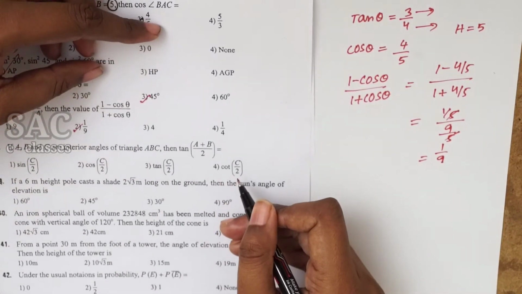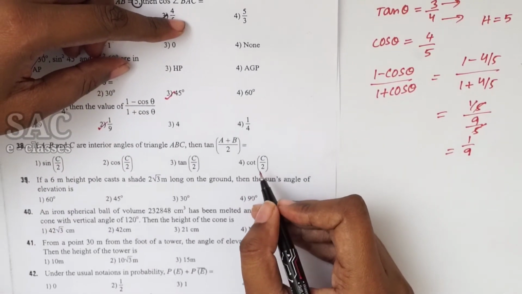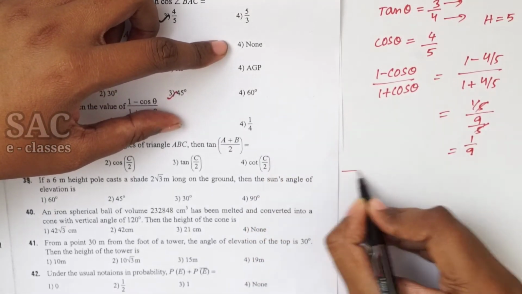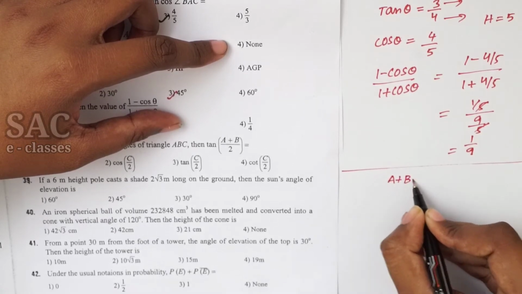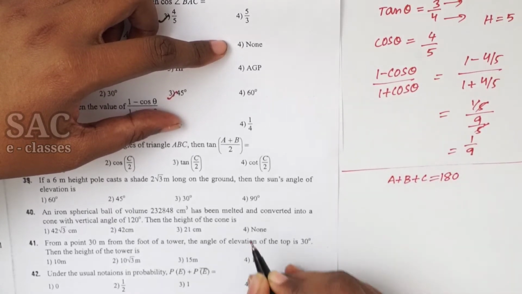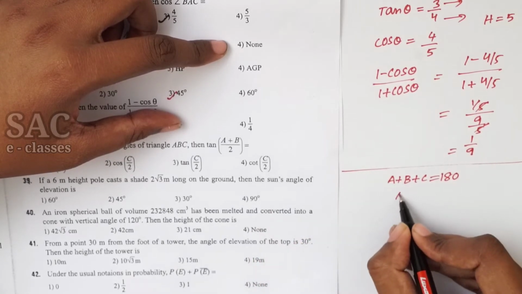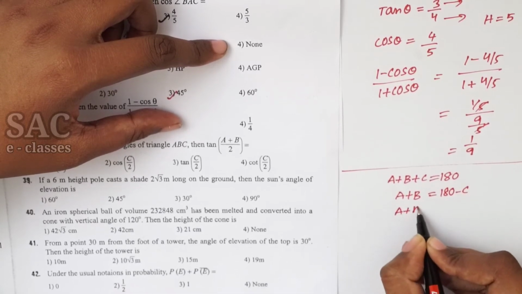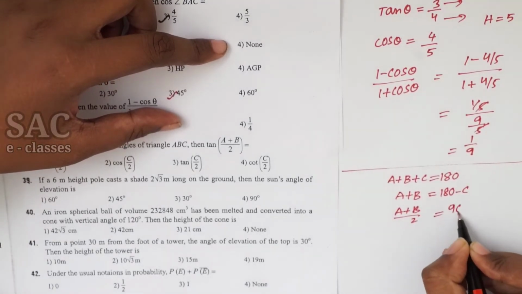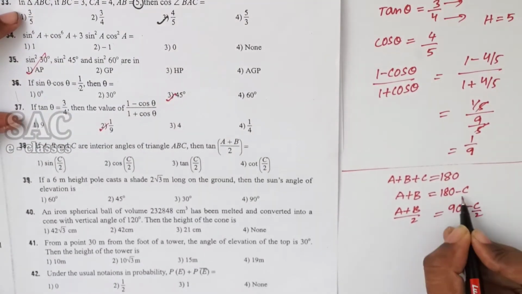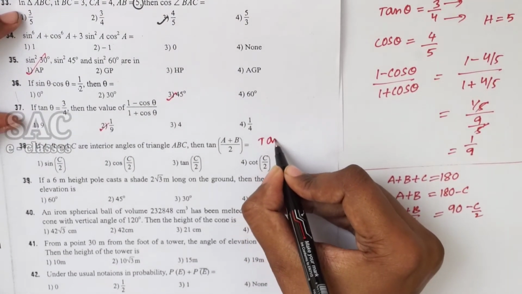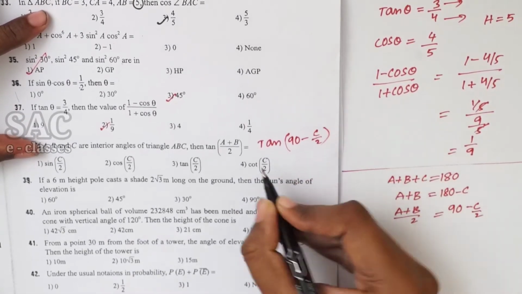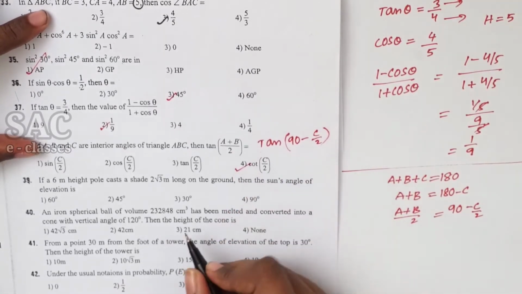Look at the 38th one. A, B, C are the interior angles of the triangle ABC, then tan of (A plus B) by 2. We already know A plus B plus C is equal to 180. Sum of all interior angles of a triangle is 180. Then A plus B equal to 180 minus C. Then (A plus B) by 2 is equal to 90 minus C by 2, because I divide with 2. Tan of (A plus B) by 2 can be written as tan of 90 minus C by 2. Tan of 90 minus C by 2 means cot C by 2.